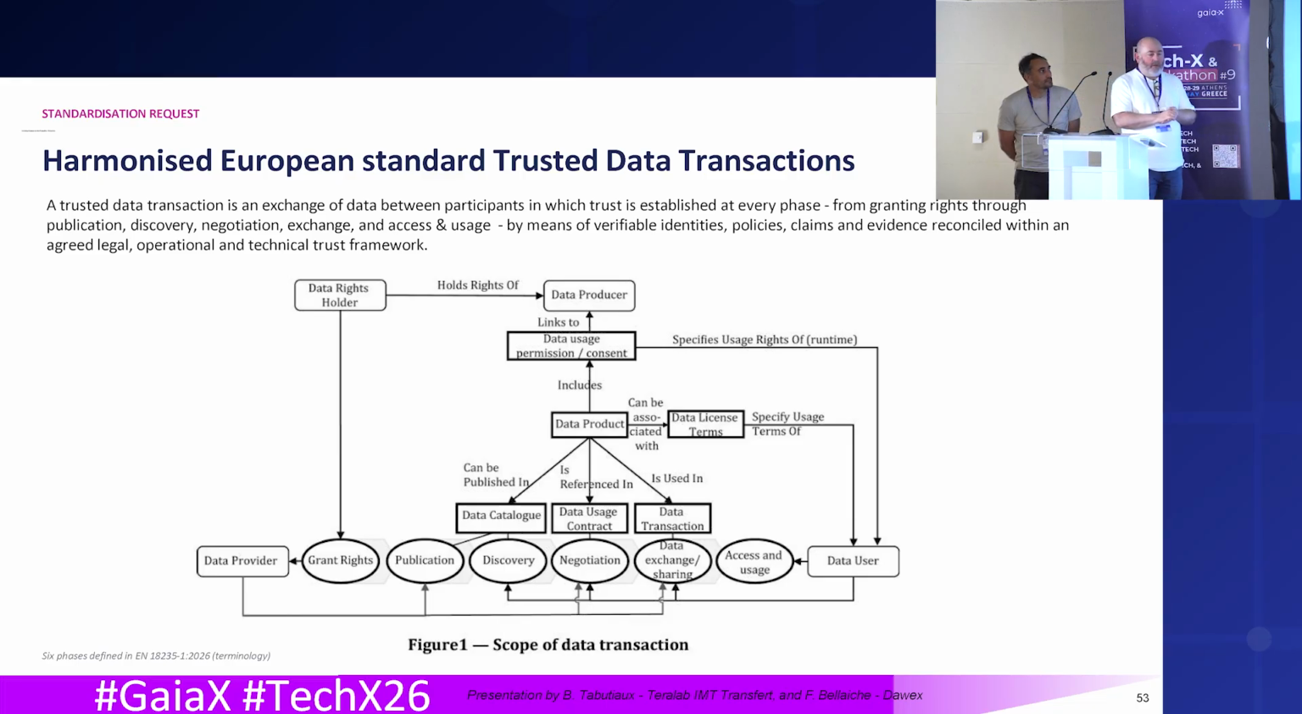Let's focus a little on the picture. Out of part one is the scope of the standard. I won't go into the detail. It also shows the main steps or phases of the data life cycle: the negotiation, the exchange, and the access. These are very important steps, and let's see why, because there are specific requirements for each of these steps.